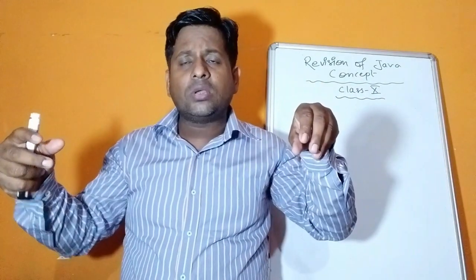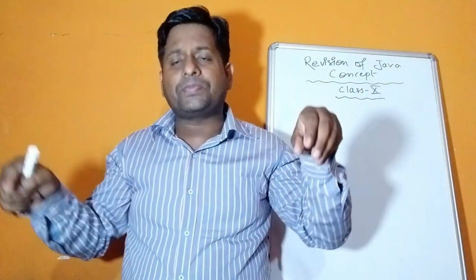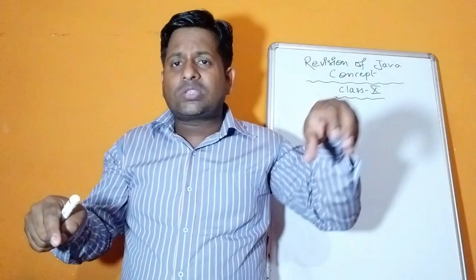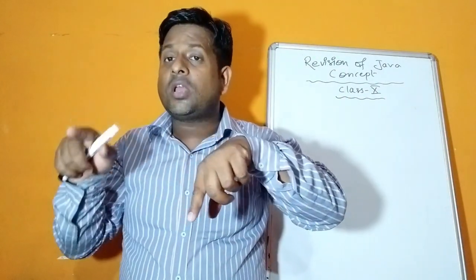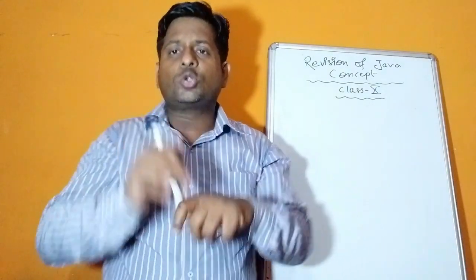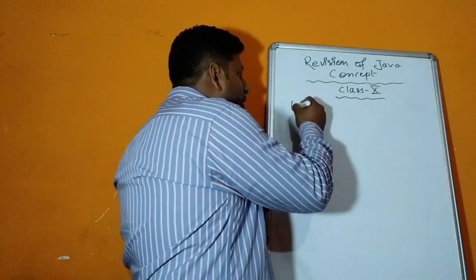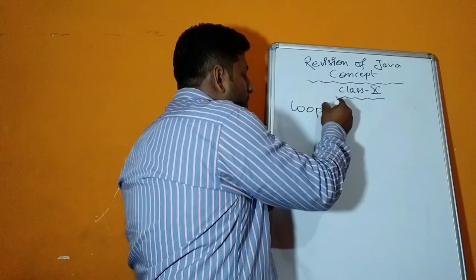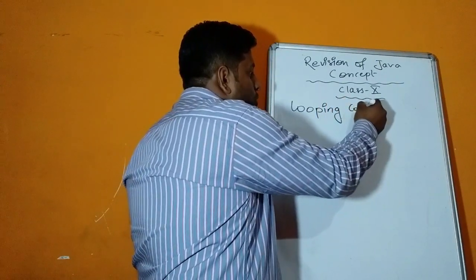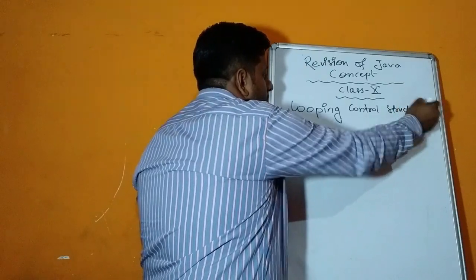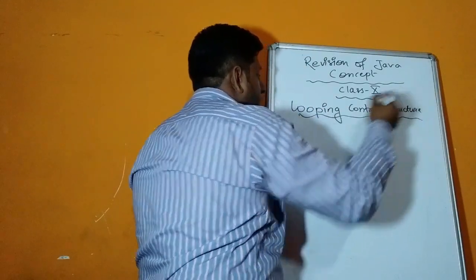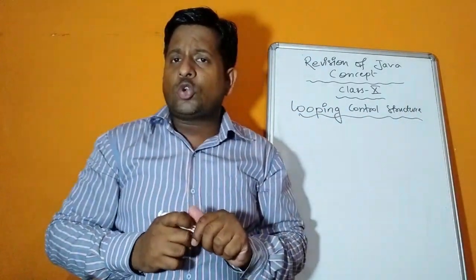So what we can do, we can create a circle where we can give a starting point, we can give an end point, and we can give number of steps. So start point, end point, number of steps. This is known as looping. So today our topic is looping control structure. So children, looping control structures.